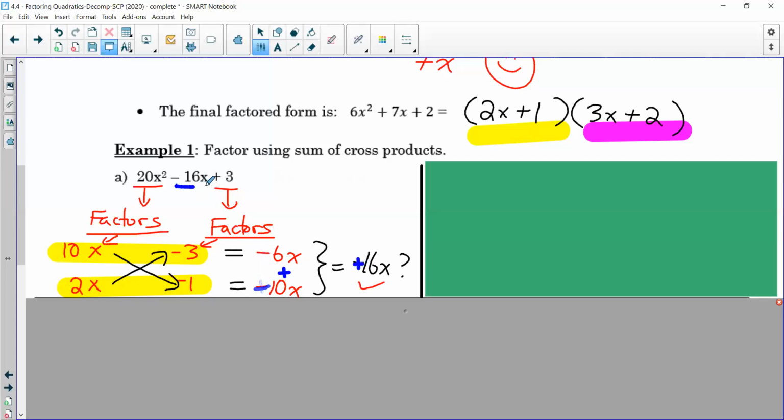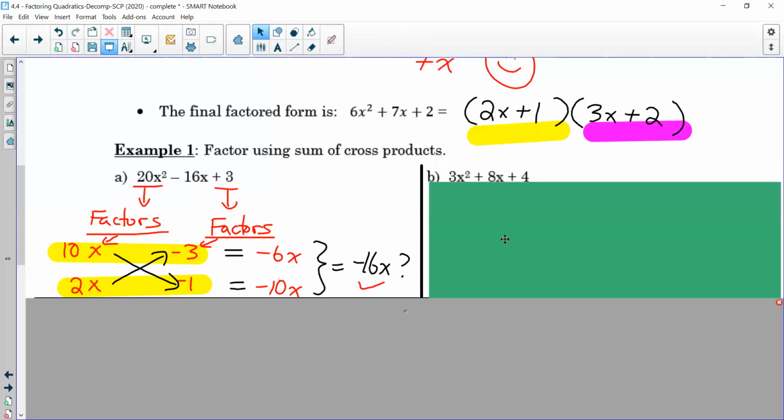We want a negative. So we have to have a negative 6 and a negative 10 to produce the negative 16, meaning these need to be negative. So it's a little bit sneaky in the way it works, but you got to do some playing around. So whether you like this technique or the other one, it's completely up to you. We'll take a look at another example.